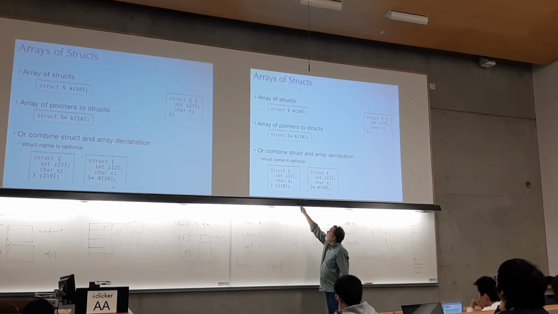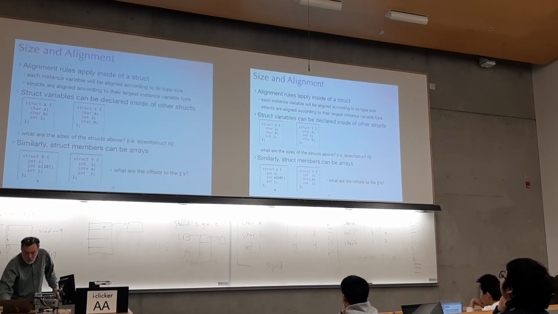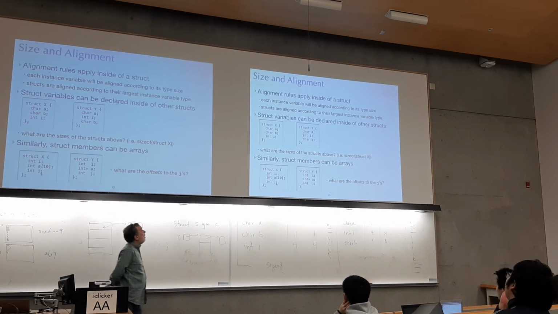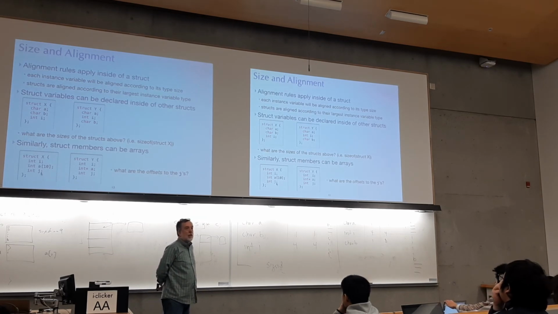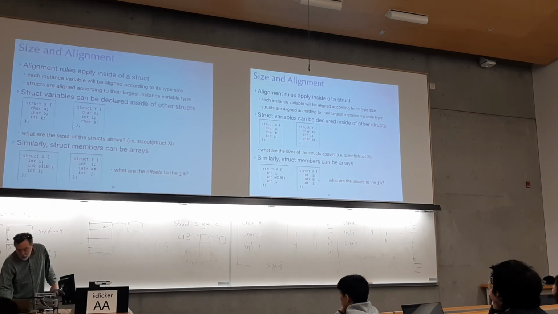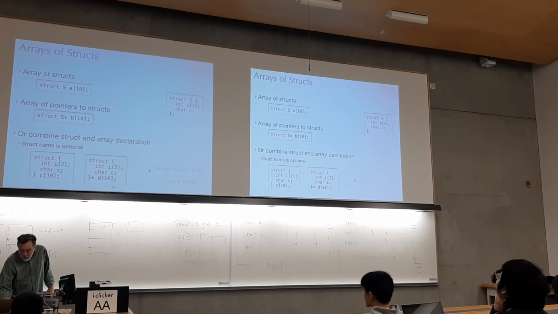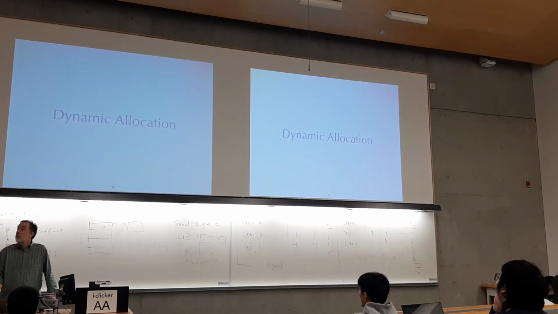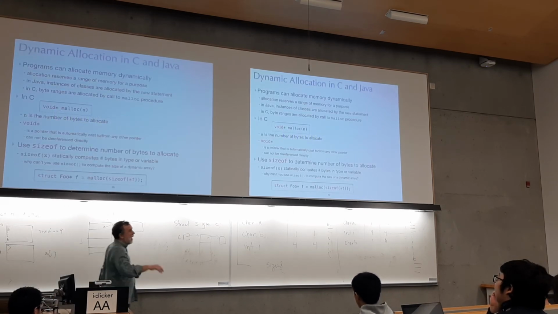Here, if you have an array, what was the offset in the previous slide? What's the offset to J? Well, that whole entire array, 10 ints, is in the struct. So it's 44. Exactly. Whereas in this case, that's just a pointer. Questions? If you have questions, feel free to ask about structs.